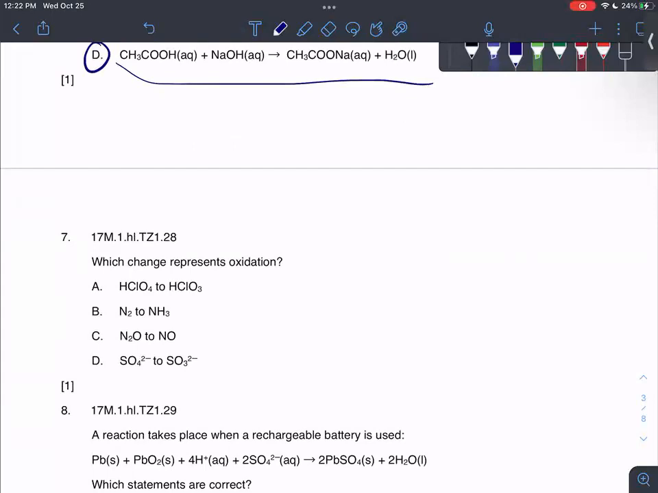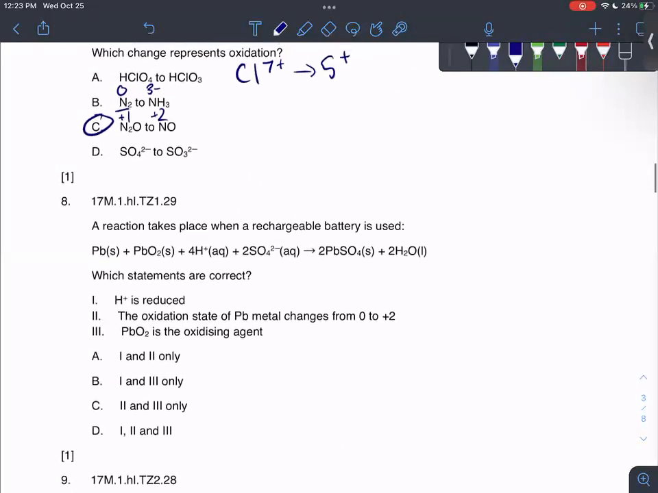Which change represents oxidation? So again, we want our oxidation number to increase, not decrease. Starting with number 1, chlorine is going to go from 7+ to 5+. That's a reduction. Nitrogen is going to go from 0 to 3-. Again, that's reduction. Nitrogen is going to go from +1 to +2. Oh, hey, look at that, oxidation. Answer C. All right, moving on to number 8.